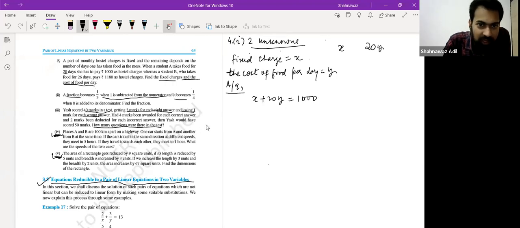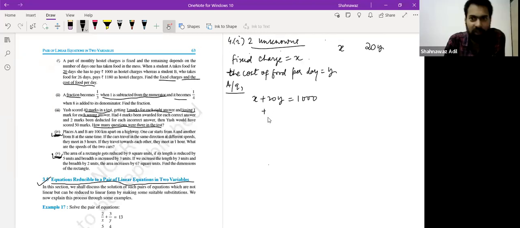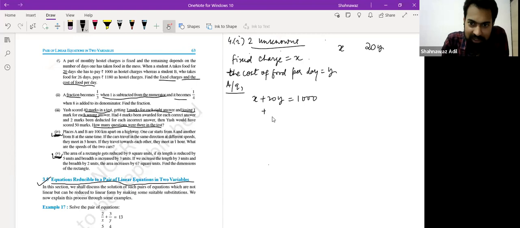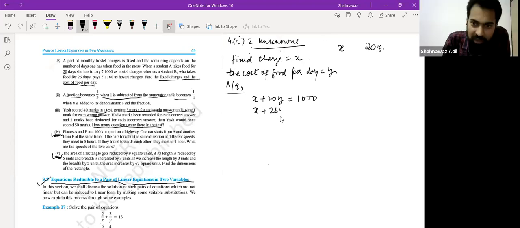And for the other case, what will be the equation? For student B who takes food for 26 days. Your voice is breaking because of the mic. Yes, so what will be the equation? X plus 26Y is 1180, right? Are we correct, Rizwan?